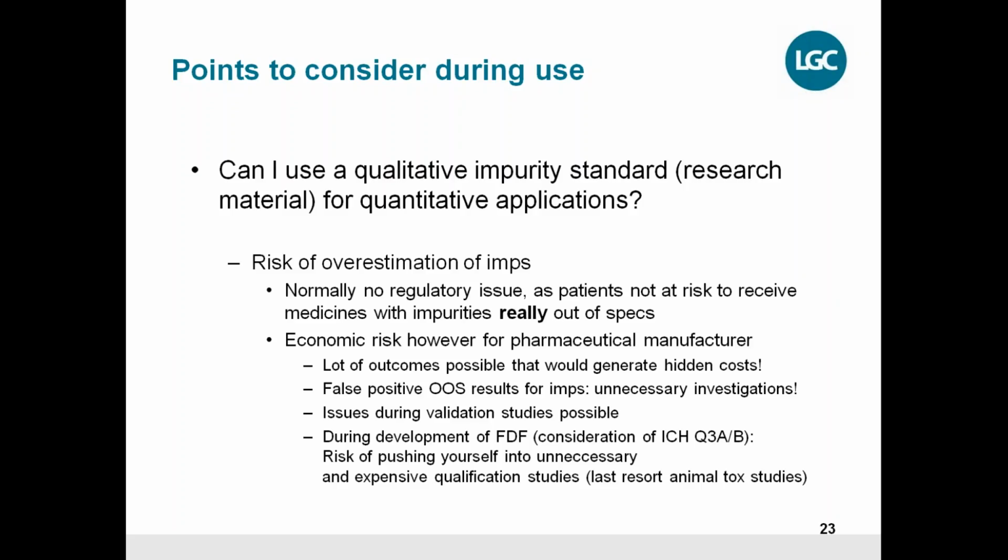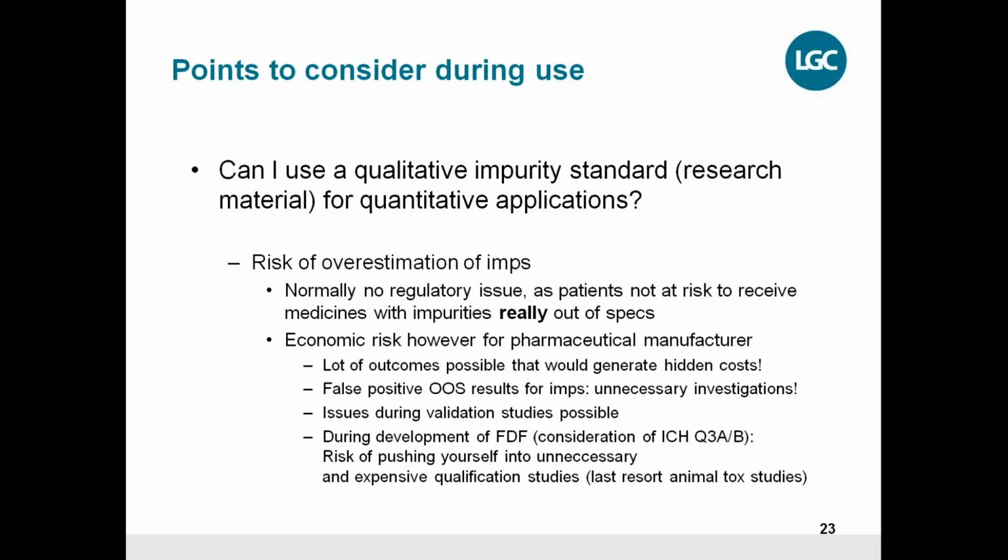And one thing that could generate the highest hidden costs is when you are in the development of your finished dosage form, or of your API, but normally your finished dosage form, and you have to consider the ICH guidelines Q3A and Q3B. When you are overestimating the impurity at that point, you are at considerable risk of pushing yourself into unnecessary and expensive qualification studies, because you push yourself over the limit to qualify an impurity, to show really that it is not toxic at that level. That is what is meant by qualification, according to ICH Q3A and Q3B.